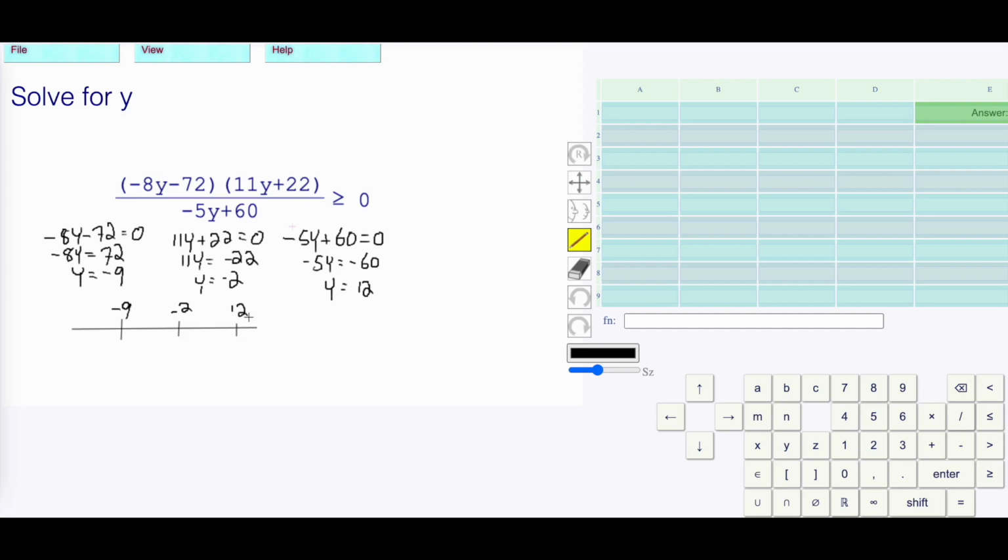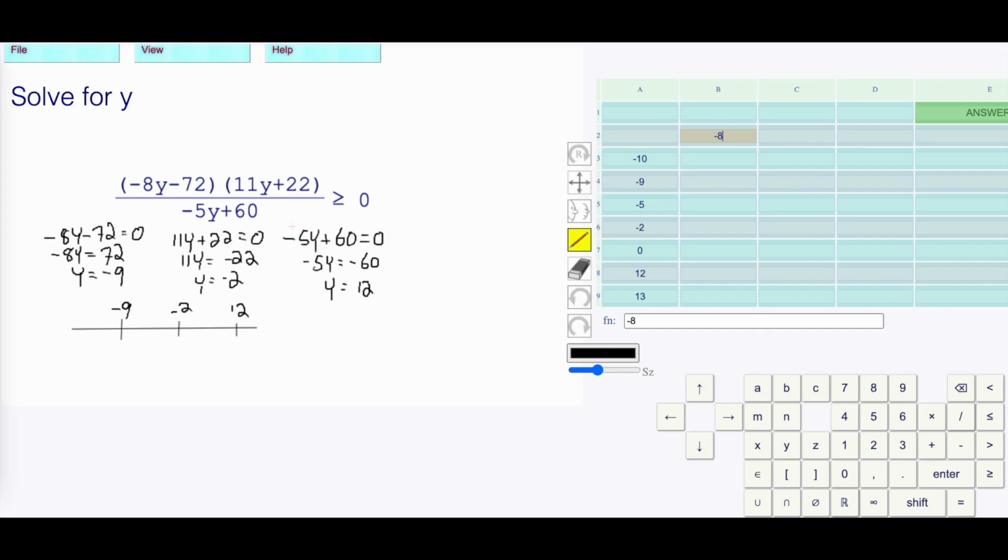We're looking at the region that's less than negative 9. I'm going to put a negative 10 here. Then I have the region that's equal to negative 9. Then I have the region between negative 9 and negative 2, like negative 5. And then I'm going to have the region that's equal to negative 2. Then the region between negative 2 and 12, which I'm going to represent with the easiest number possible, 0. And then I have 12, and then the region greater than 12, 13.